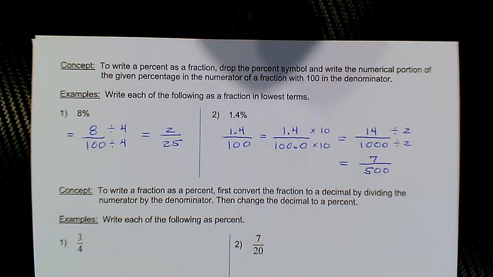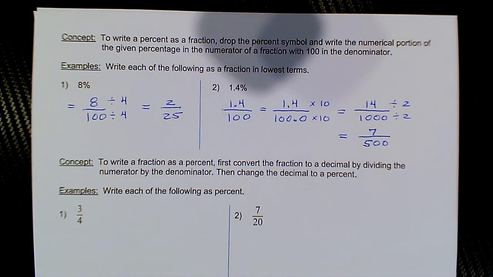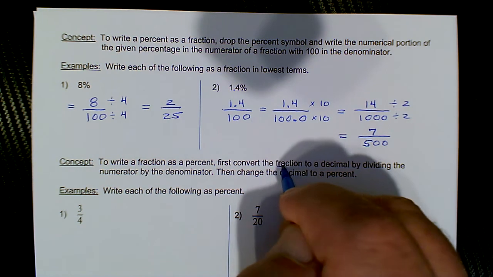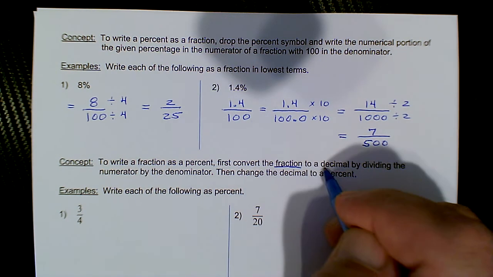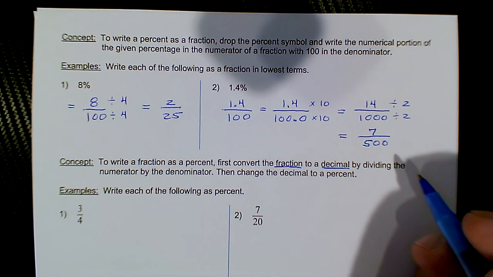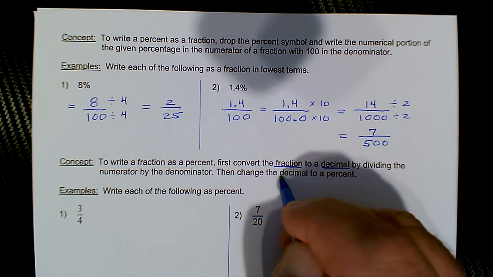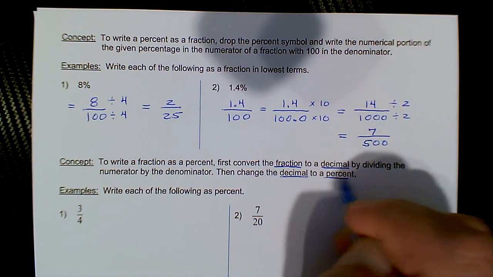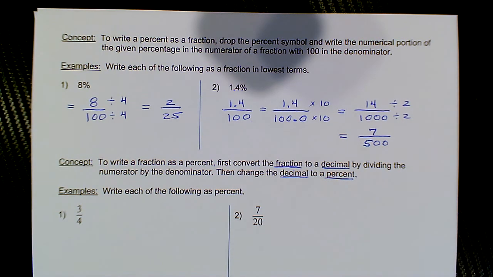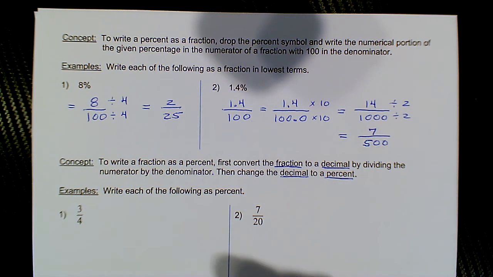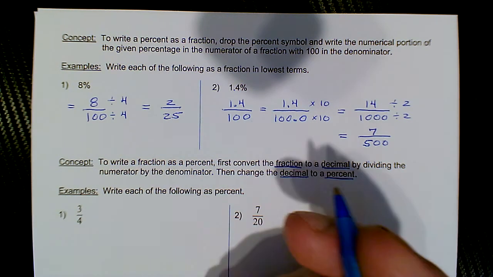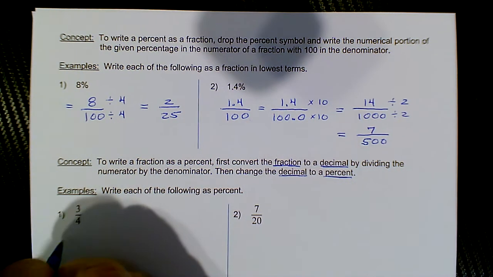Okay, now to write a fraction as a percent, you can't do it directly. You first have to go from a fraction to a decimal, and that's by just division, and then change the decimal to a percent. And remember, that's by moving the decimal point 2 places to the right and adding the percent symbol. So you don't want to go through long division, just do it on your calculator.